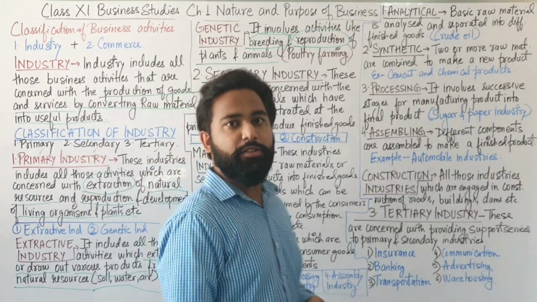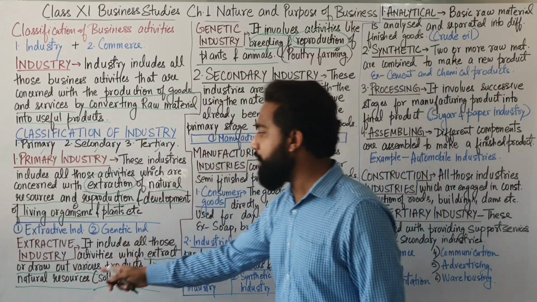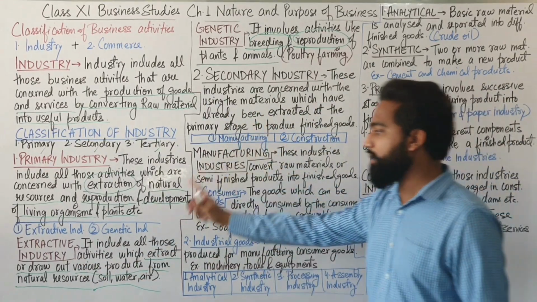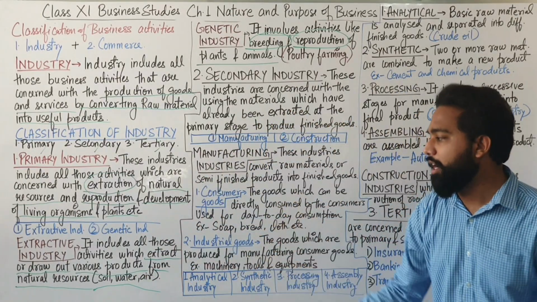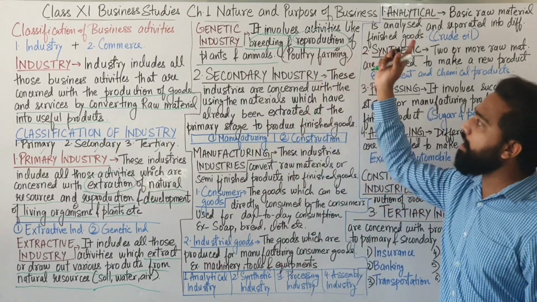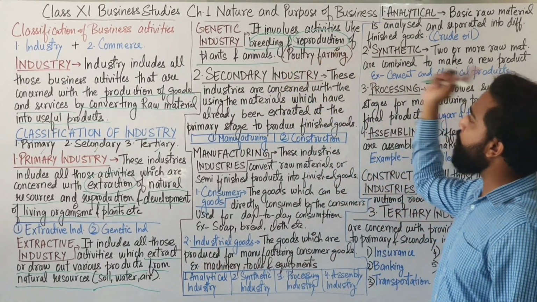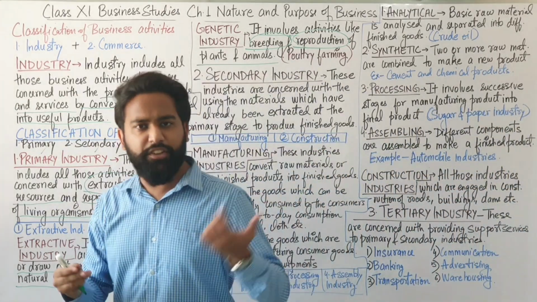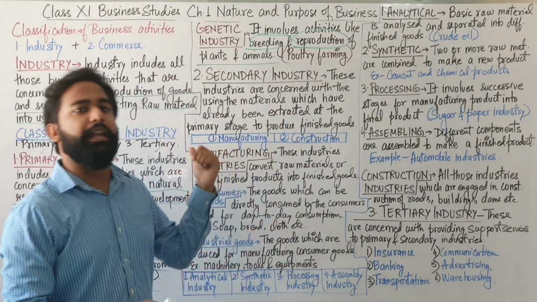I hope you have understood the primary industries. They are subdivided into extractive industries and the genetic industries. Under the extractive industries, we extract and draw out various products from the natural resources, and under the genetic industries, we do breeding and reproduction of plants and animals. For example, poultry farming or fishing. Fishing is also an example of genetic industry. Now let's come to the next one.